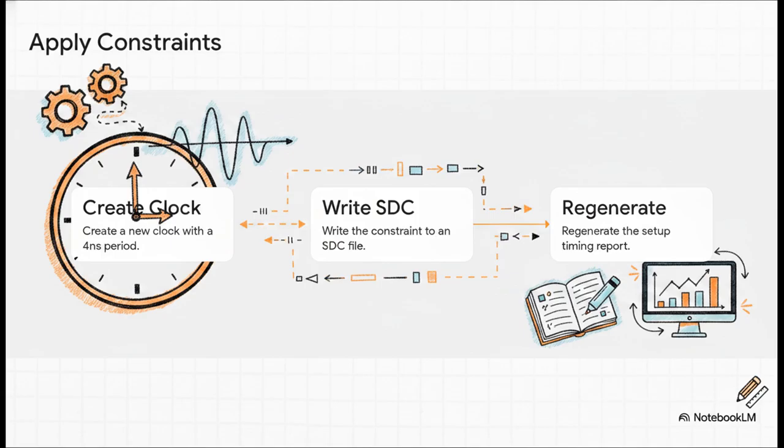So here's the exact solution we're going to implement. We are going to relax that impossible 1 nanosecond default. We'll create a new clock constraint with a super comfortable 4 nanosecond period. Then, we'll write that constraint into a dedicated file, and finally, we'll tell the analyzer to regenerate its report based on our new, much more realistic rules.